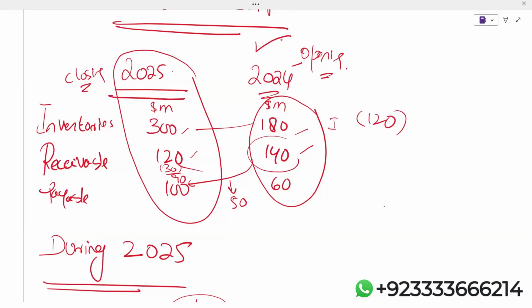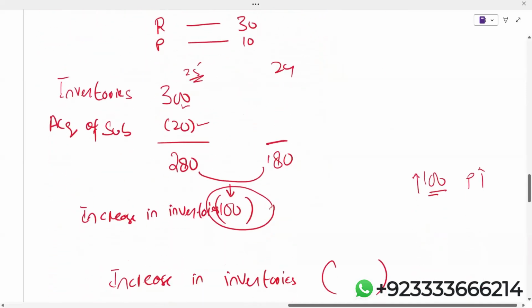Examiner says I have directly taken the difference between opening and closing balances. I did not account for the acquisition of a subsidiary. While dealing with working capital, I did not consider that we acquired a subsidiary during the year, even though we did. When I was preparing the group cash flow statement, I did not consider that point. So the examiner says I have directly taken the increase in inventory as 120, and according to our understanding this increase should have been 100 rather than 120.